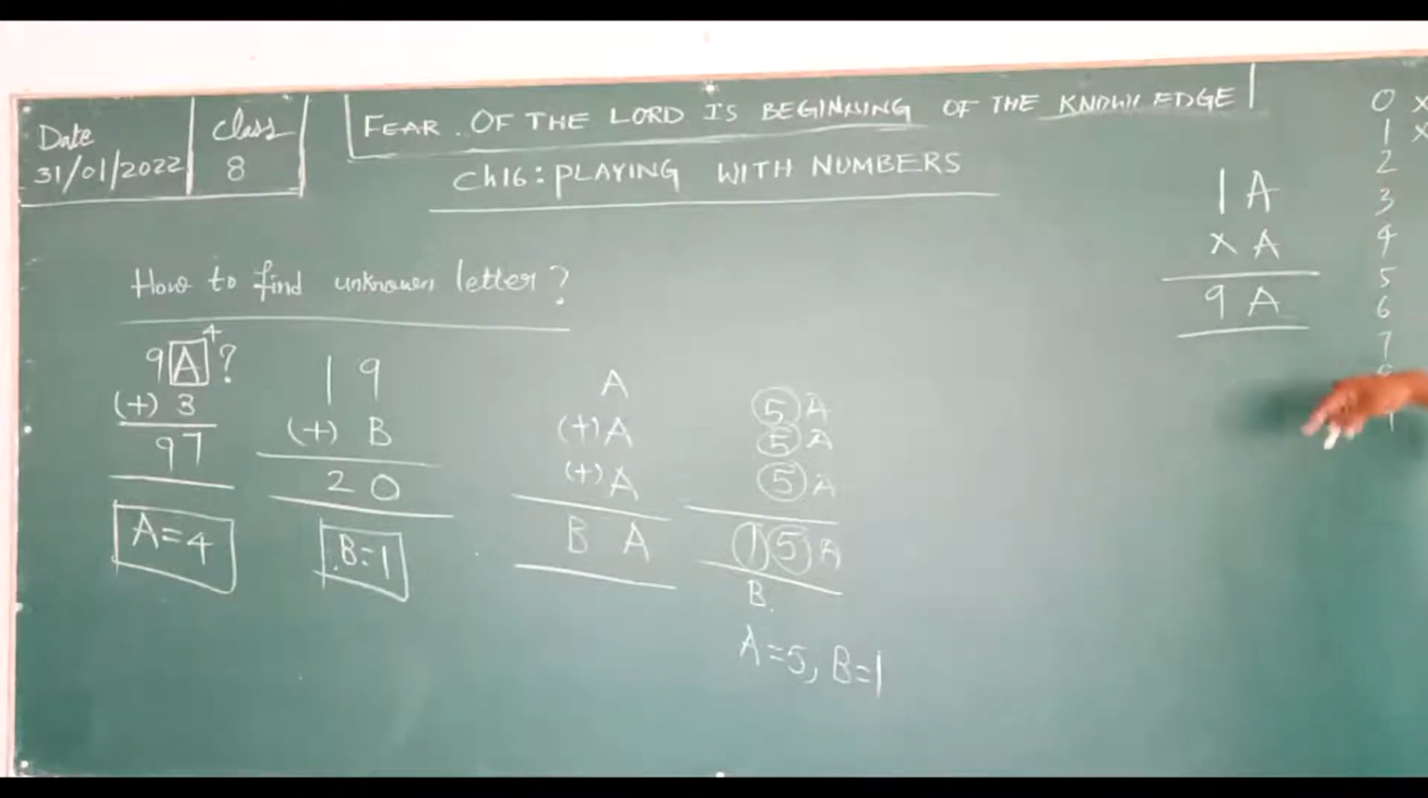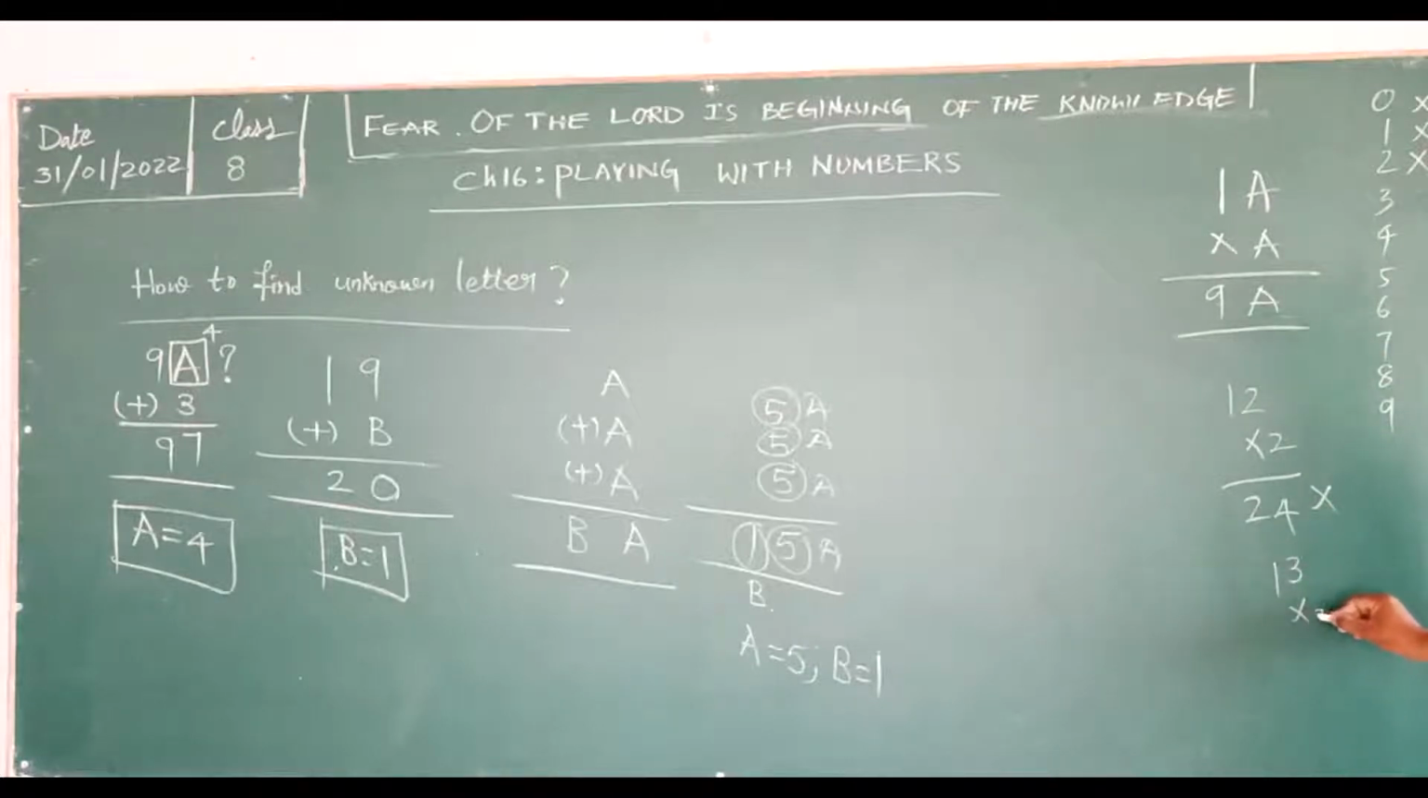Then take 2. If you take 12 into 2, it is 24, but here 9 is there, so it is wrong. Next take 3. 13 into 3: 3 threes are 9, and then 3 ones are 3. Here both are wrong, so this is also wrong. Then 4 also, in the same manner, you are going to get wrong.